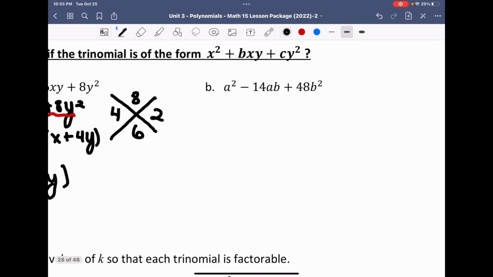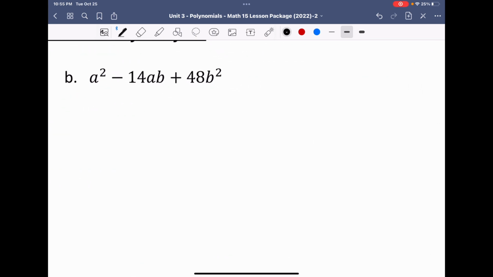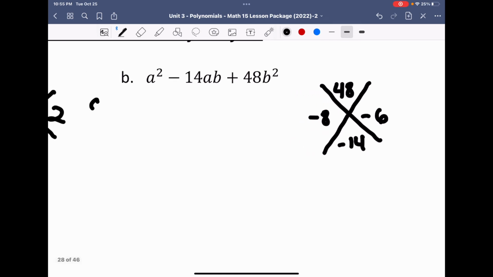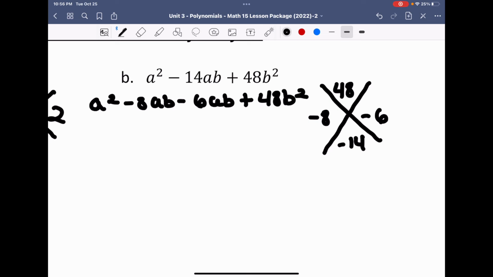All right, now, a final example of dealing with one with more than one variable. I'm going to have to multiply to make the outside number 48 and add to make negative 14. The two numbers that can do this for me are negative 8 and negative 6. So now if I go back to this statement, I can substitute those in for the middle value: negative 8ab minus 6ab plus 48b squared.